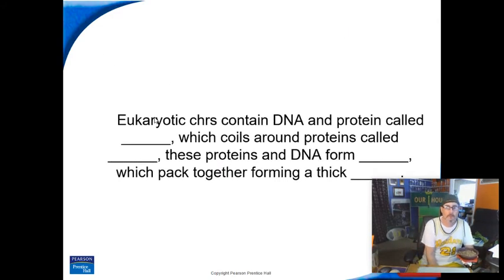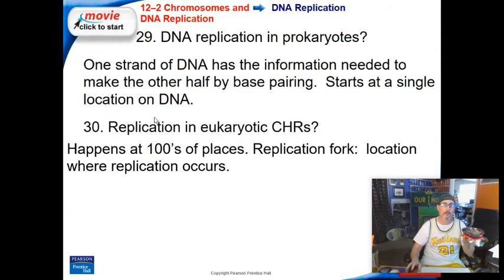Okay, eukaryotic chromosomes contain DNA and protein called. So what is the DNA wrapped around the protein called? Take a look back at number 28. Chromatin. Proteins are called histone proteins. These DNA and the protein form nucleosomes, which pack together to form a thick fiber. I actually cut that out of your notes. Okay, moving ahead. Here we go.